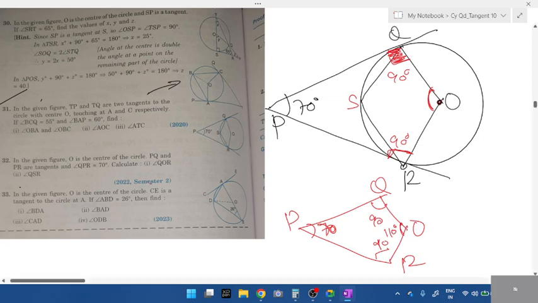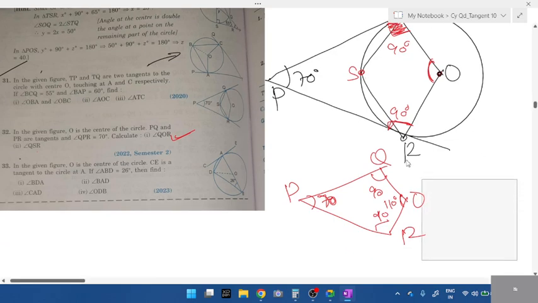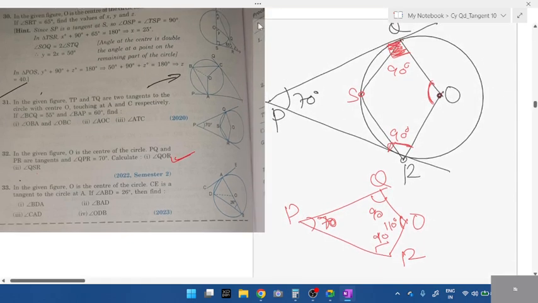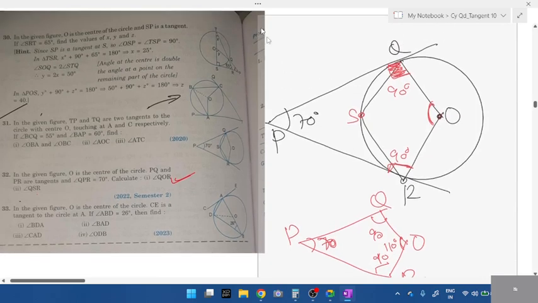Which question is this? 70. Okay. QOR. Did we get 110? QSR. How do you find QSR, students? I'll give you a clue. First 2 or 3 days I taught this concept. Center, what's the angle formed in the center? 110.